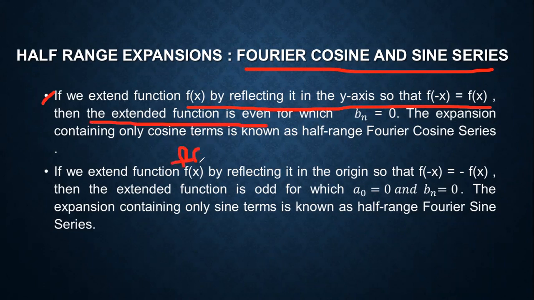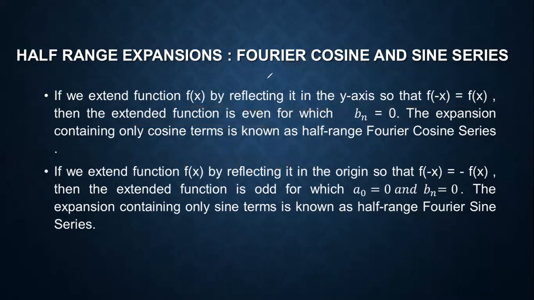We already dealt with this: f of x is equal to f of minus x, then the function is said to be an even function. But here we are writing in terms of half range expansions. So the extended function is even, for which bn is equal to 0. If it is an even function, we simply put bn equal to 0, and we have only a0 and an series. That is, we have to find the a0 and an values, the Fourier constants. The expansion containing only the cosine terms is known as the half range Fourier cosine series.